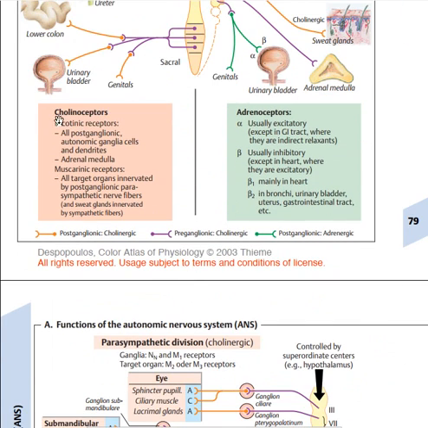So now you have cholinoceptors. The cholinoceptors are going to be both nicotinic receptors and muscarinic receptors. So all postganglionic autonomic cells are going to have nicotinic receptors. Now muscarinic receptors are found on all targets innervated by postganglionic parasympathetic nerve fibers.